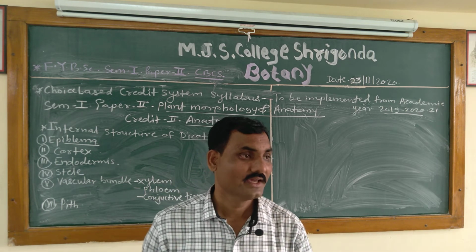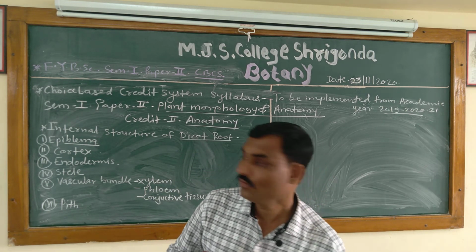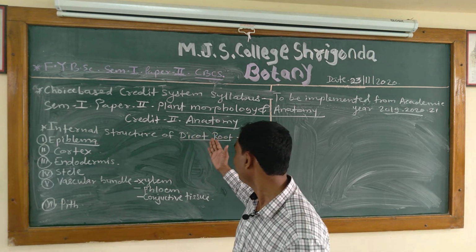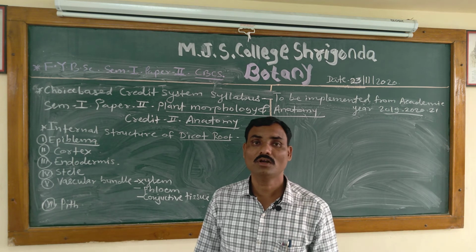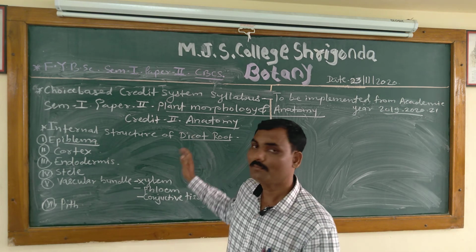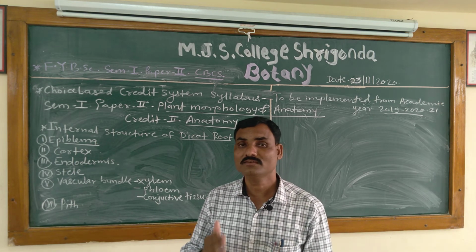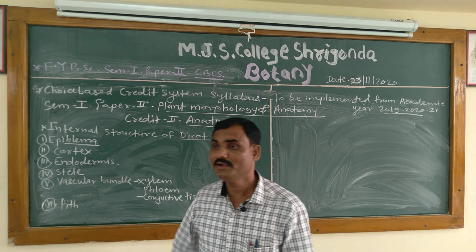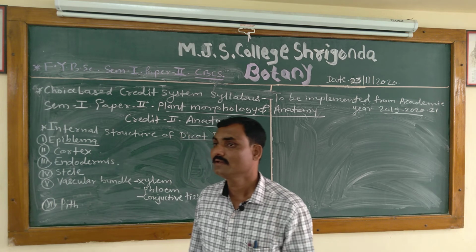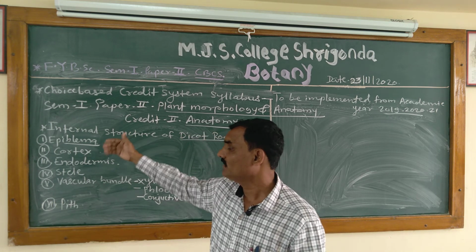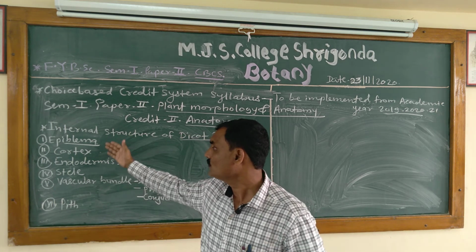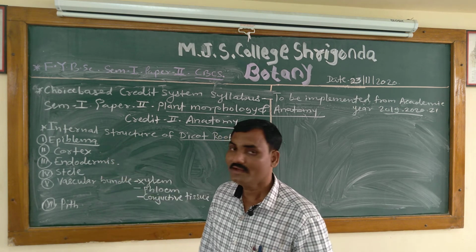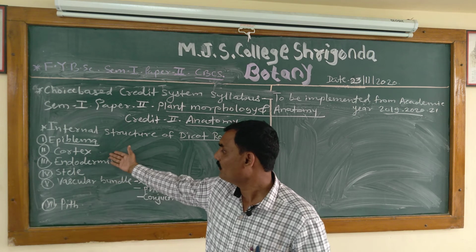In this way, in today's video, we are going to learn about the internal structure of dicot root. In that dicot root, we have taken the example of Helianthus annuus, that is sunflower. In that sunflower, we have studied different points. First is the epiblema, that is also known as the piliferous layer. Then second point, we have learned about the cortex.